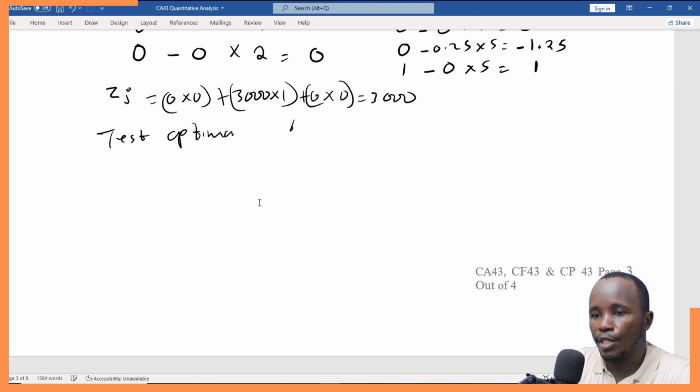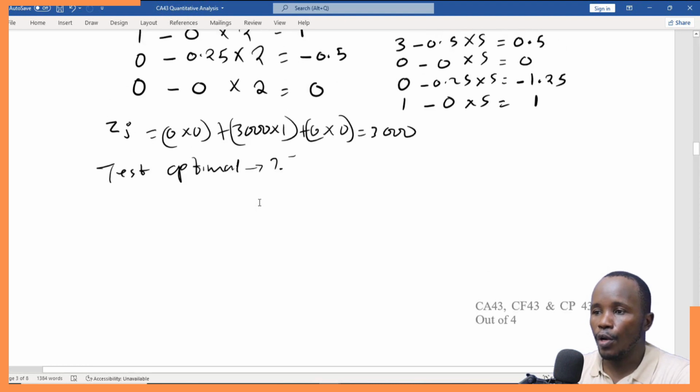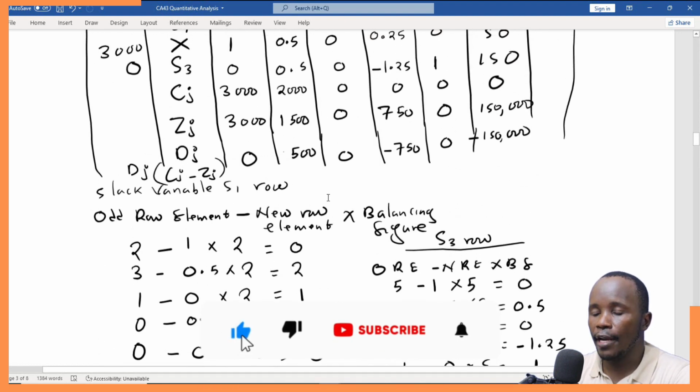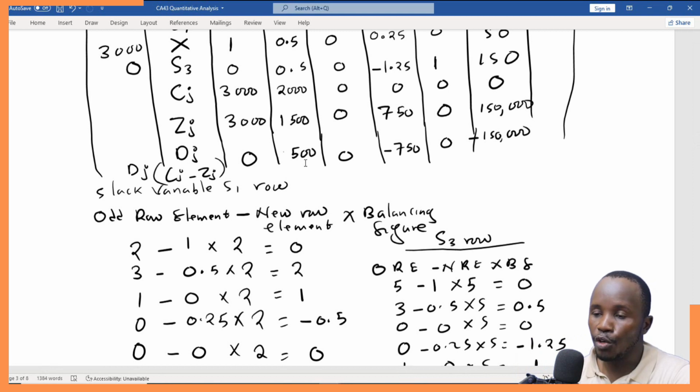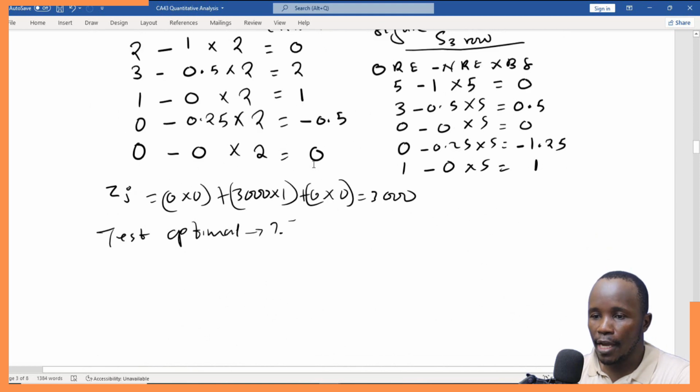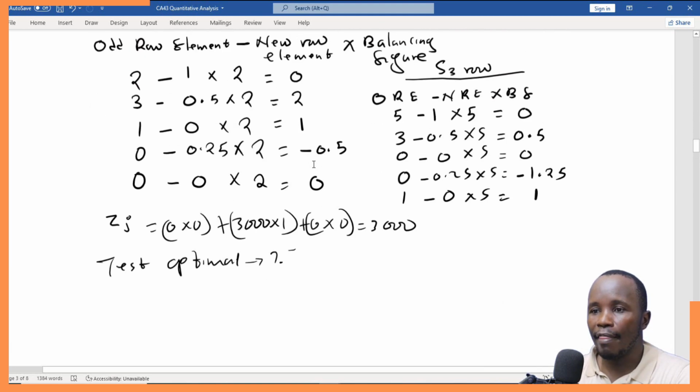Or just say optimal. Test whether it's optimal. For this to be optimal, it can only be optimal when the DJs are 0 or less than 0. If it is greater than 0, it means it is not optimal. And here I have my 500. Now, since it's not optimal, I'm going to repeat the same procedure, but come up with another table which you're going to call simplex table 3.